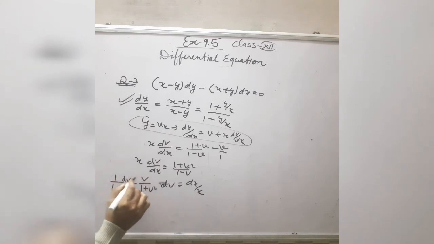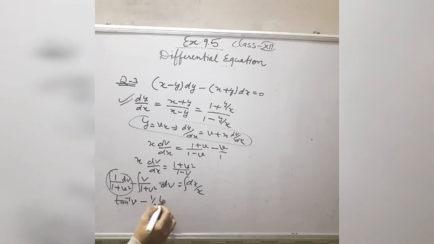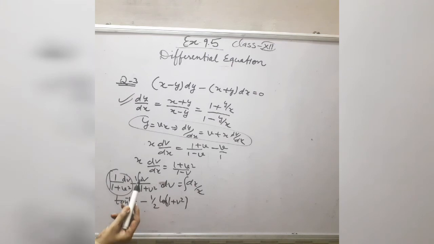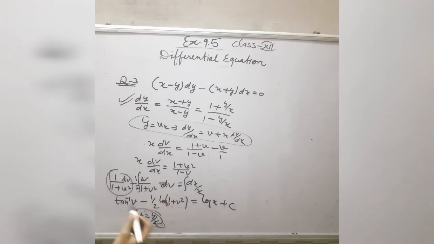Now taking integration both sides, after integrating you will get tangent inverse v minus half into log of (1 plus v square), because in this case you will multiply and divide it by 2, and 2v is the derivative of 1 plus v square, so it becomes f dash x by fx, which can be written as log of (1 plus v square). This is equal to log x plus integration constant c, and in the last step in place of v you will put y by x, so you will get the solution in terms of x and y. So this is exercise question number 3.